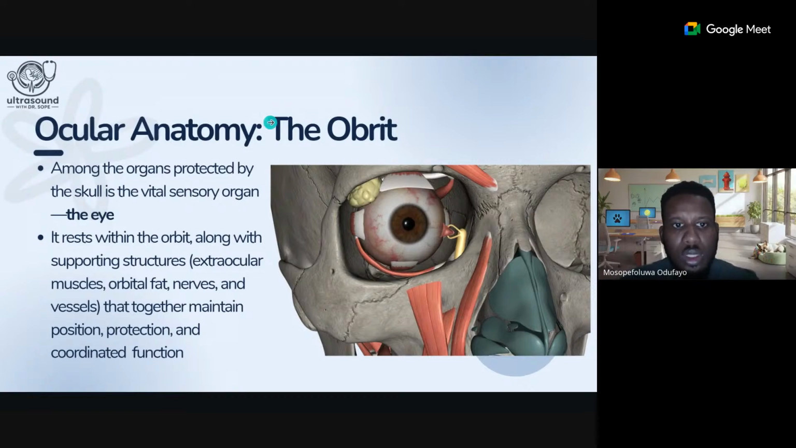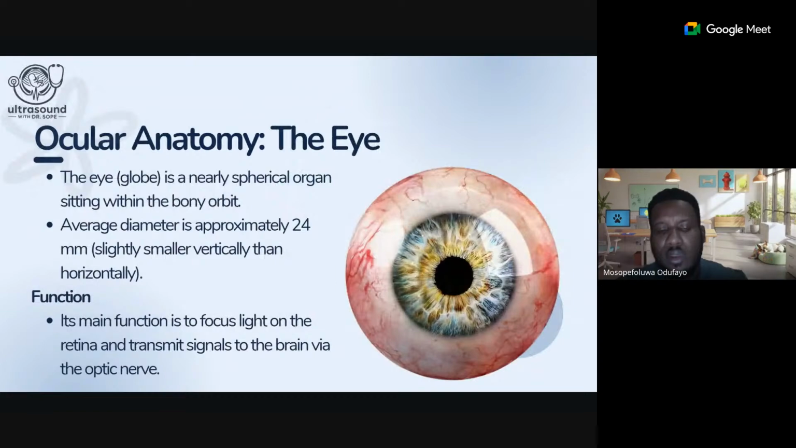Okay. So now that we have talked about what houses the eye and we have introduced the eye, let's now really talk about the nice ocular anatomy. You can see the eye here, a very beautiful structure. It's a nearly spherical organ sitting within the bony orbit. It has an average diameter of 24 millimeters and it is slightly smaller vertically than it is horizontally. So therefore, this is smaller than horizontally.